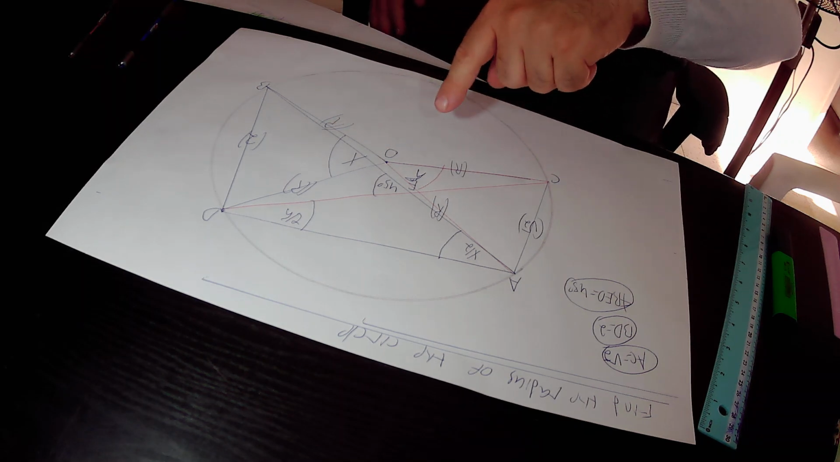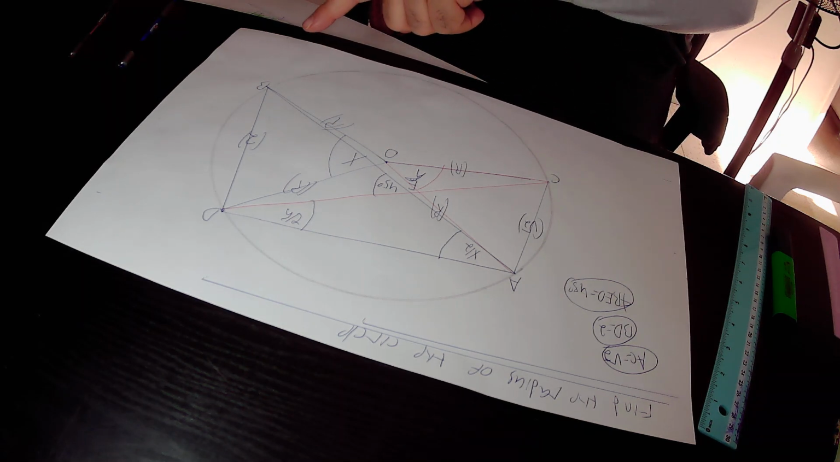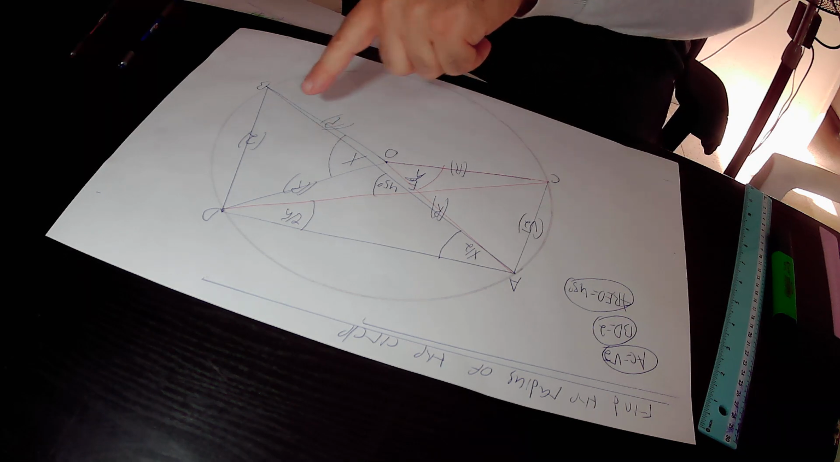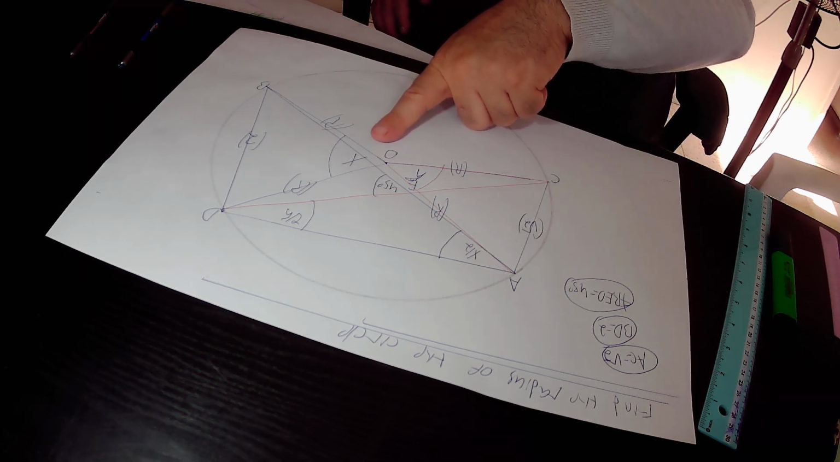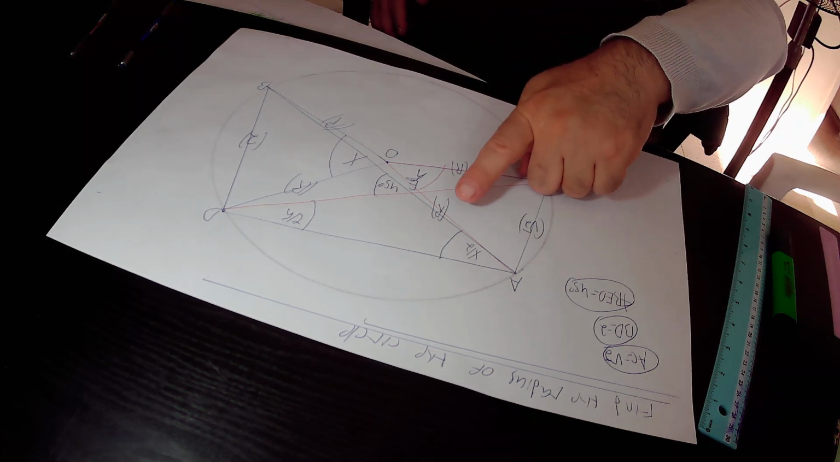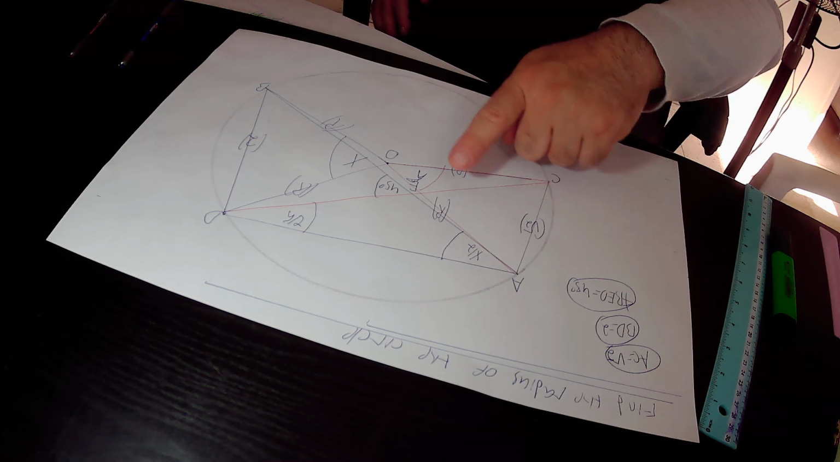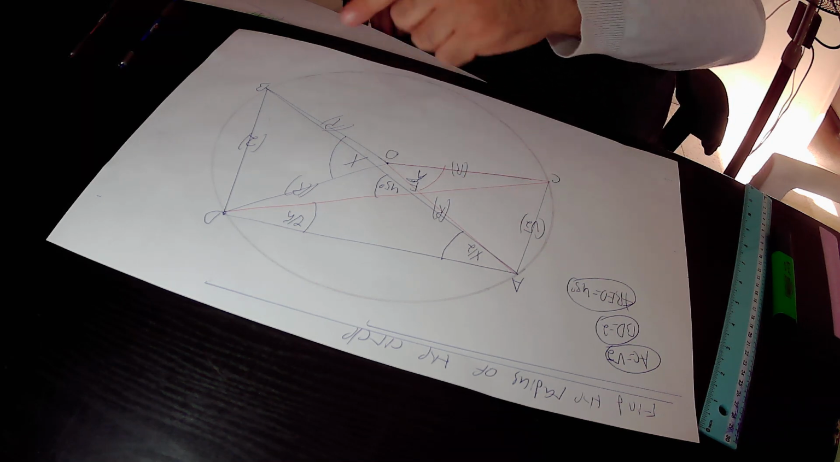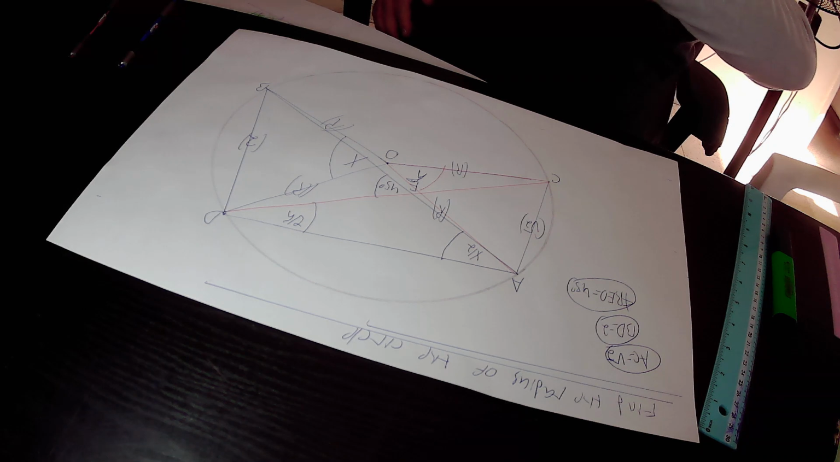By doing this construction, we created central angle BOD. This is central angle BOD, and it subtends on chord BD. Exactly like peripheral angle BAD, it also subtends on the same chord called BD. And therefore, we can implement here rule 13.